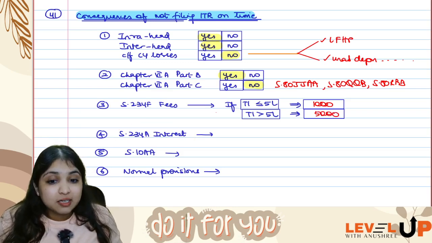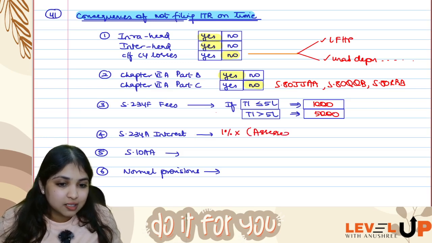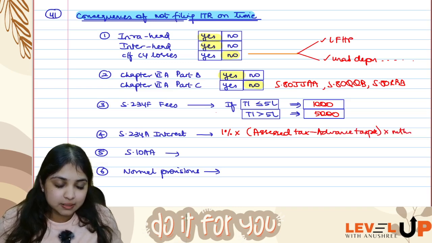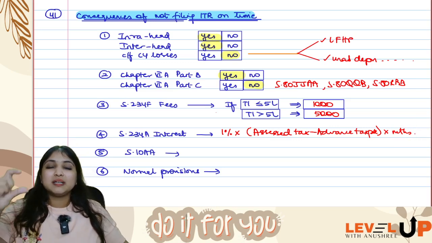Then 234A interest you will have to pay at the rate of 1%. 1% of what? 1% of your assessed tax. Assessed tax minus advance tax paid, into number of months. Alright, number of months, how will you compute? Even a part of the month you will consider as full month. Number of months is basically nothing but the period of delay.